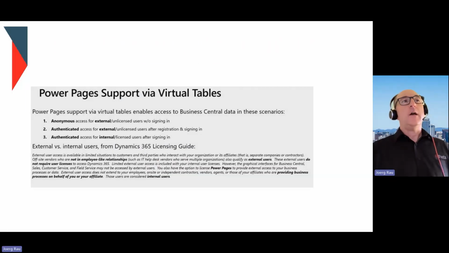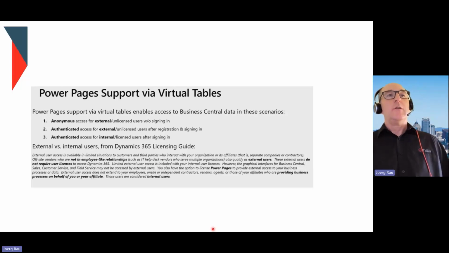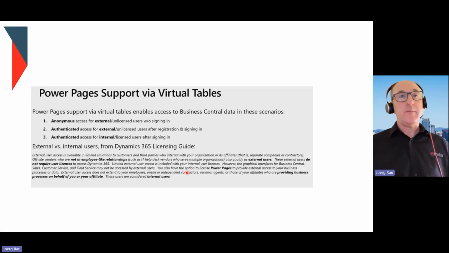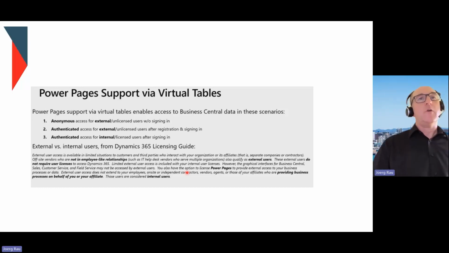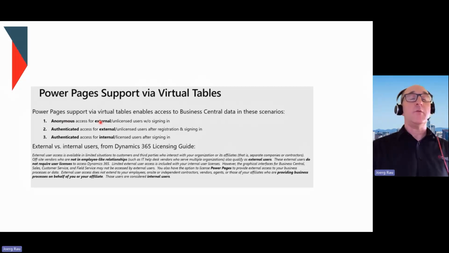So I have three scenarios which I'm going to show you. Power Pages as a website, a portal, can of course be accessed by an anonymous user who is not logged in, someone external, a normal visitor to your website. So they're unlicensed and they will not log in to your portal, but we still can show them Business Central data. That's a good thing. You don't need a license for it to see data.